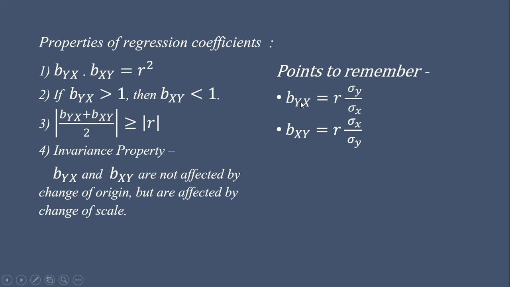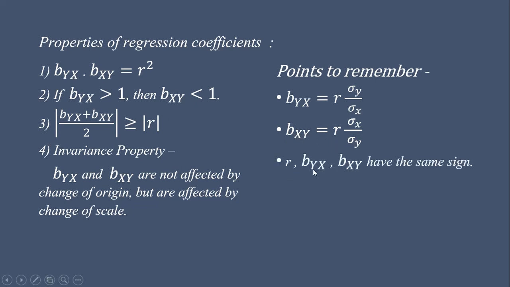Out of these four things, byx, r, sigma y, sigma x, if we know any three, we can find the fourth. If we know this formula, then out of these four, if any three are given, we can find the remaining.